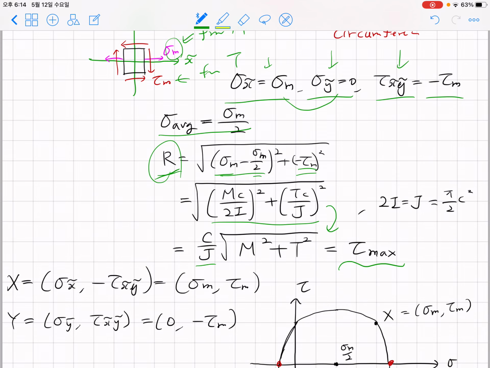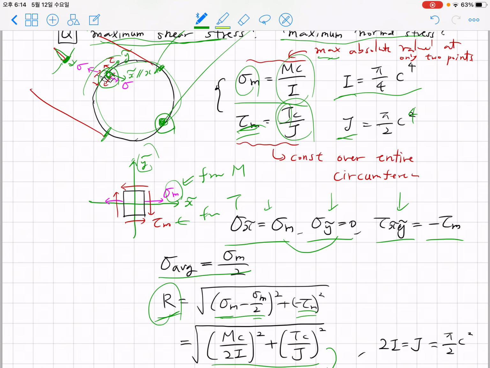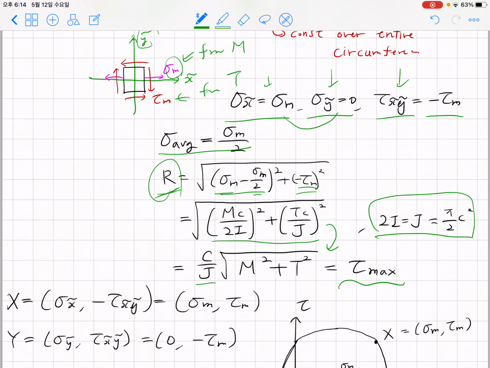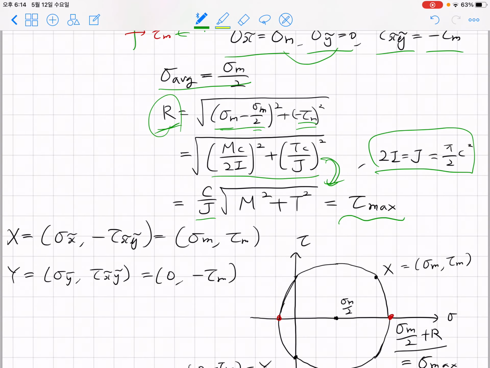Here, to reduce this equation, I use the relationship that I and J have the same length dimension, length to the fourth power, but J is 2 times I. So after plugging in this relationship, we can further reduce the expression for the radius of the Mohr circle.